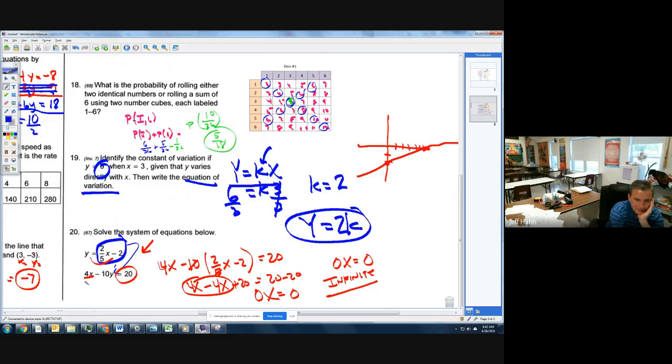If you were graphing the other one, I would graph it in slope-intercept form. To figure out where it crosses, if I cover up the y, it crosses the x-axis at 5, which ends up being right here. If I cover up the x and solve this, a negative 10 goes into 20 negative 2 times, which is this. And if you look at it, lo and behold, it is the same exact line, which means there are infinite solutions.